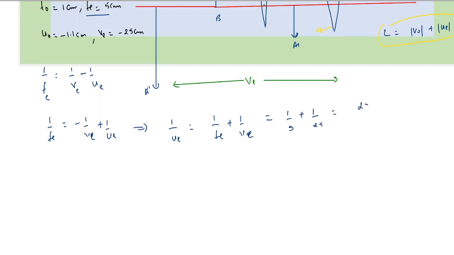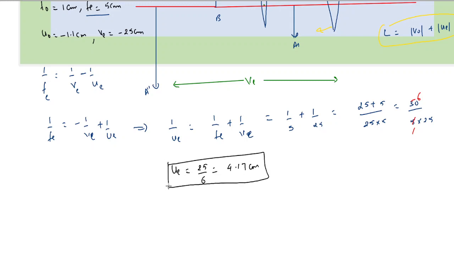That is equal to 25 plus 5 by 25 into 5. That will be 30 by 5 into 25. That is 5 ones are 5, 6 times. This is 1 by UE. So UE is equal to 25 by 6, that is equal to 4.17 approximately. This is UE. We found out UE, so this term is done.